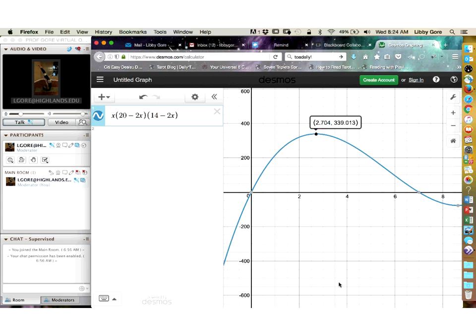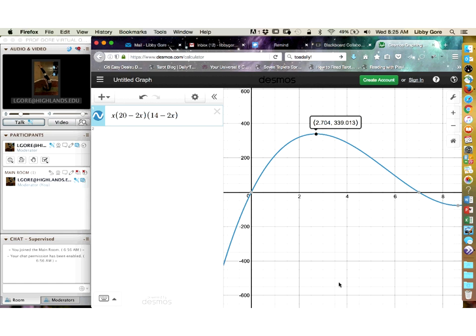So I go to y equals, and I put in my function, x times (20 minus 2x) times (14 minus 2x), and I click my graph button, and I'm going to zoom fit this since it's a strange graph, it's very, very tall. Okay, so I now need to go to my calculate menu, which is second, and trace, and the fourth one down is a maximum. I'm going to calculate a maximum.